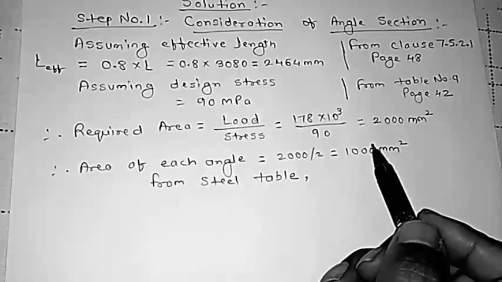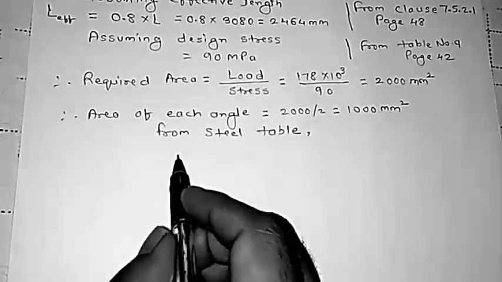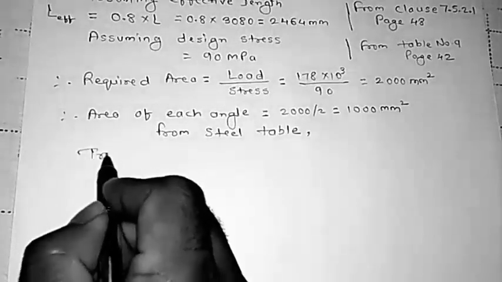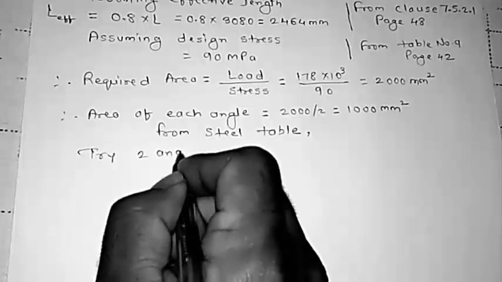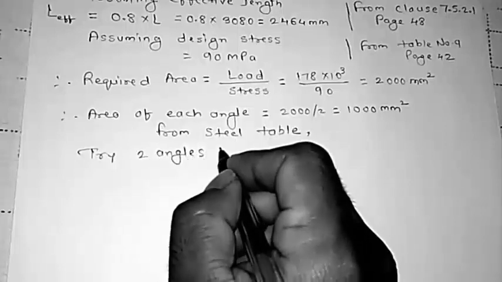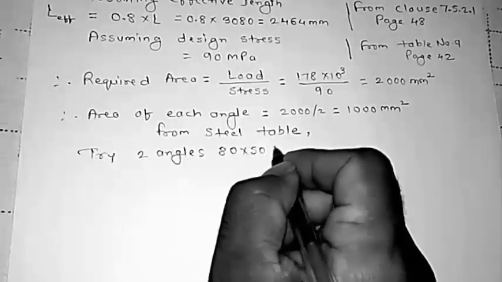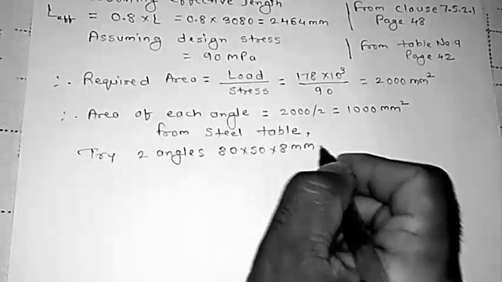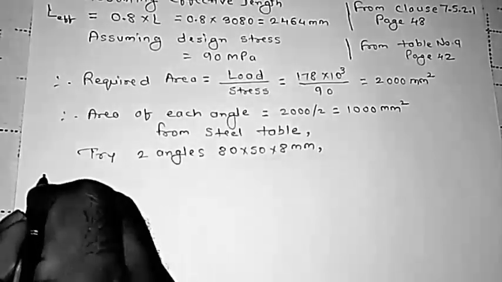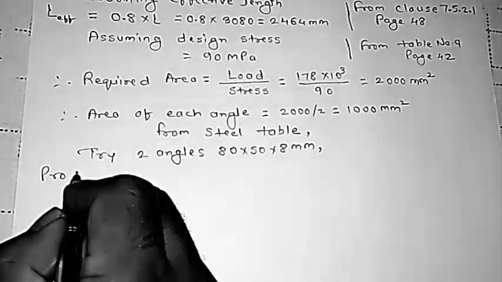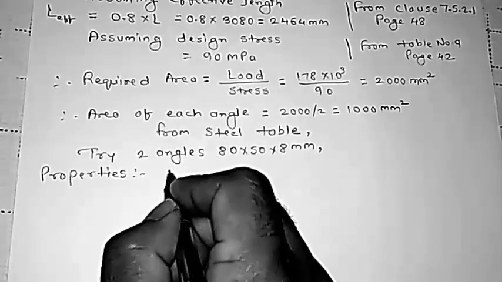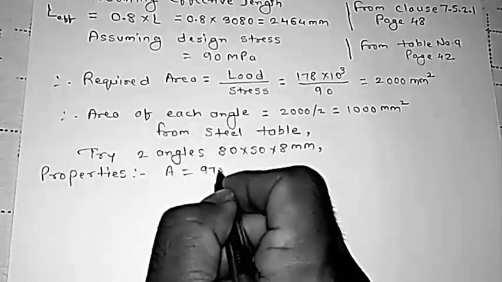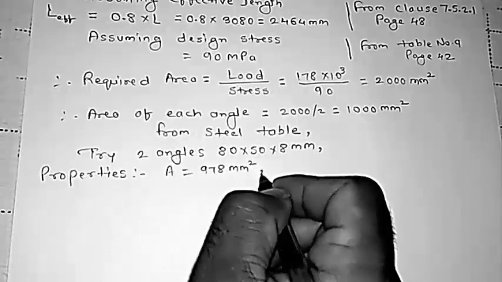So I'll just try this angle, try two angles 80 by 50 by 8 mm, and for that you will get the properties in that table itself, steel table itself. That is, area is 978 mm square, nearly 1000.